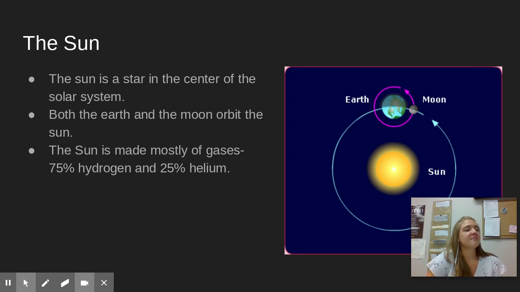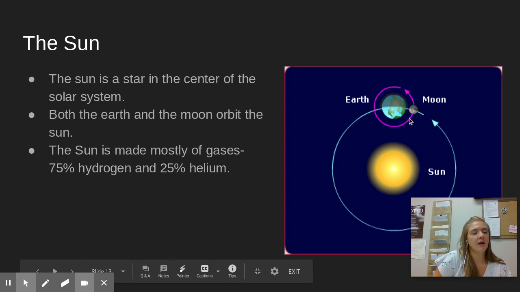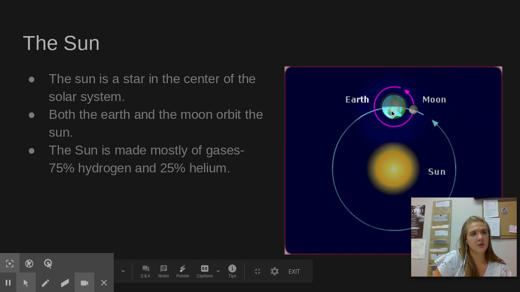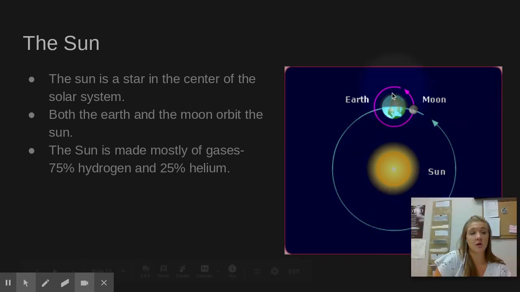Anyways, the sun. The sun is a star in the center of our solar system. It is not a planet, it is a star, meaning it is basically a burning ball of gas. And this is what creates the light for all the planets that orbit around it. Both the Earth and the moon orbit the sun. You can see in this picture what I was talking about here. So here's the Earth. It does revolve around the sun, while it's also rotating, it is spinning. Then you have the moon, which revolves around the Earth while the Earth revolves around the sun.